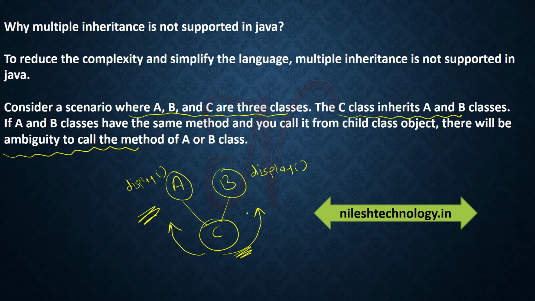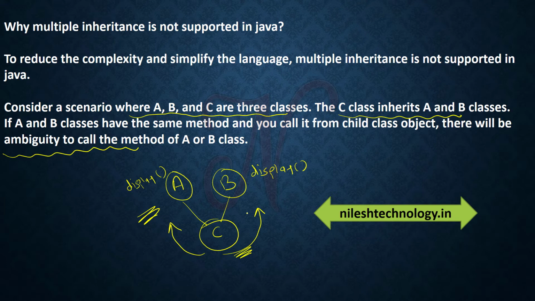Instead of this, Java uses one more new technique, which we can study later. This technique is called the interface. So we will see programs one by one using inheritance.